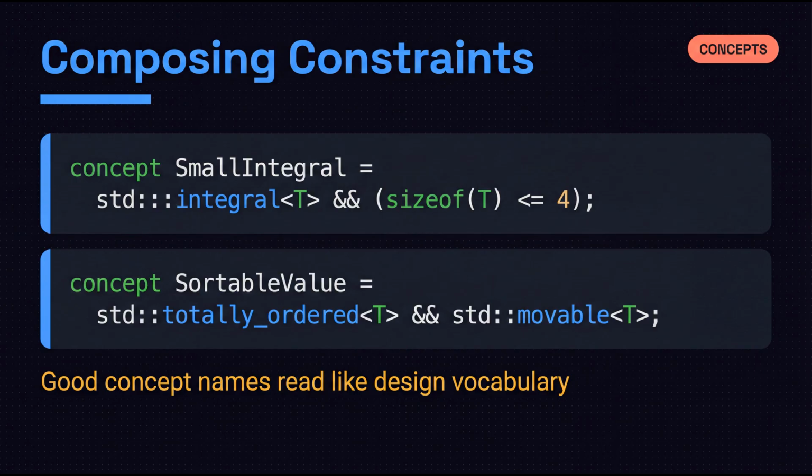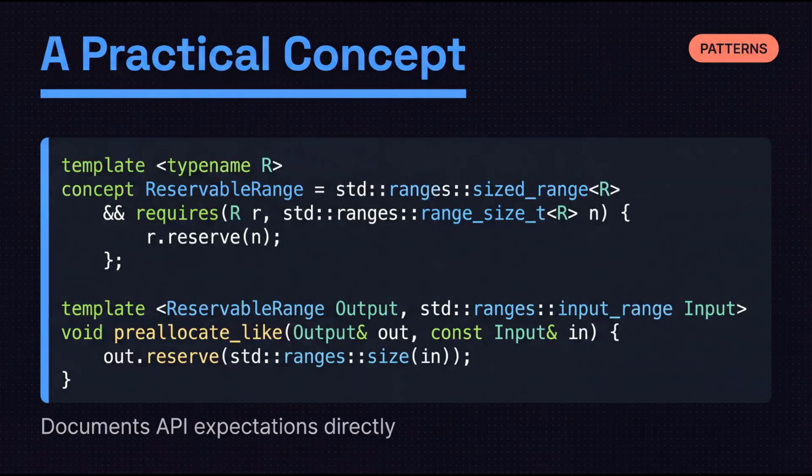Good concept names read like design vocabulary. Printable, sortable value, reservable range. Not like implementation trivia. Let's build a concept you'd actually use. Reservable range requires 3 things. The type has a reserve method taking a size, and it has begin and end methods. This describes containers like vector and string that support pre-allocation.